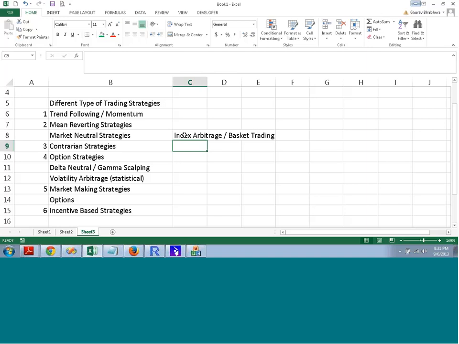So quantitative trading is anything which has numbers.